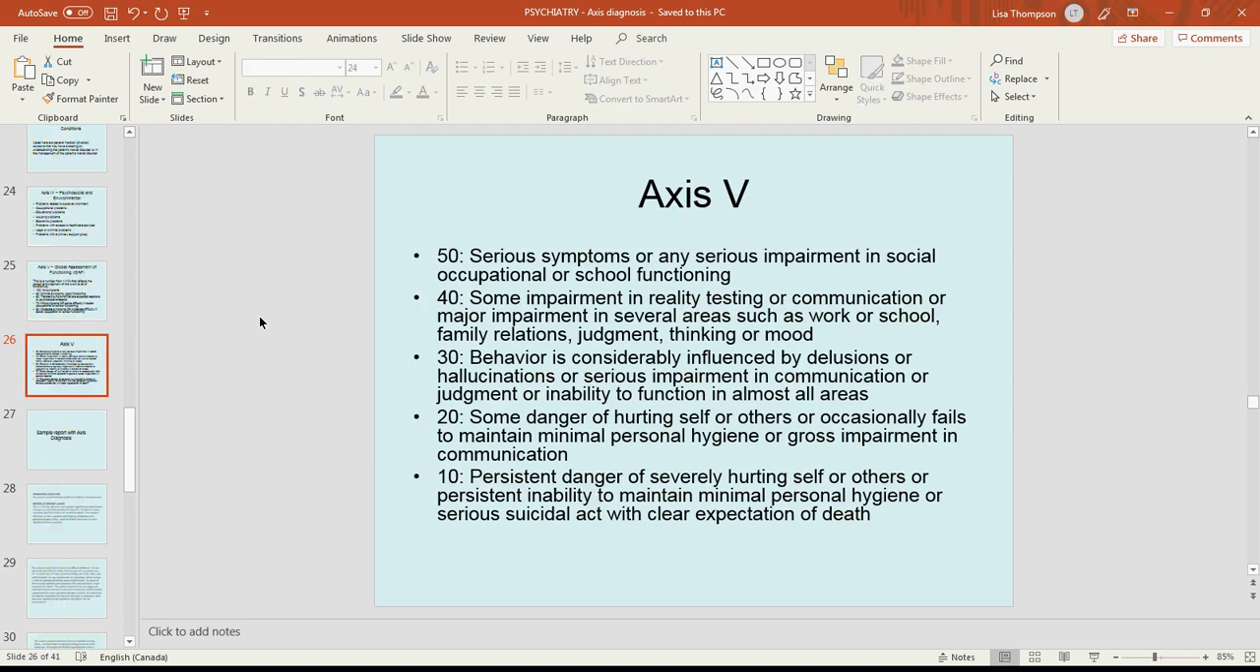30, behavior is considerably influenced by delusions or hallucinations or serious impairment in communication or judgment or inability to function in almost all areas. 20, some danger of hurting self or others or occasionally fails to maintain minimal personal hygiene or gross impairment in communication. 10, persistent danger of severely hurting self or others or persistent inability to maintain minimal personal hygiene or serious suicidal act with clear expectation of death.